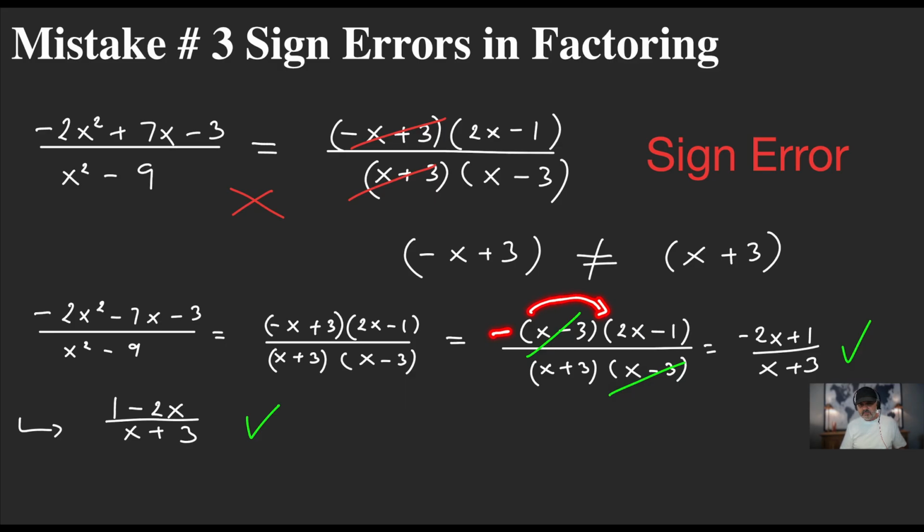distribute with this bracket will give you -2x, and negative times -1 will give you positive 1. So this is a good answer. It's not the best looking.